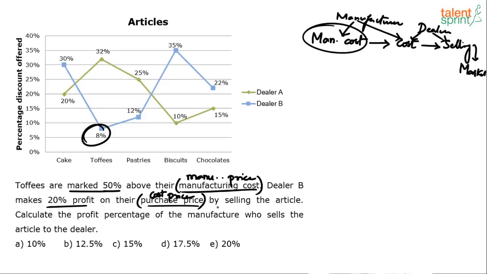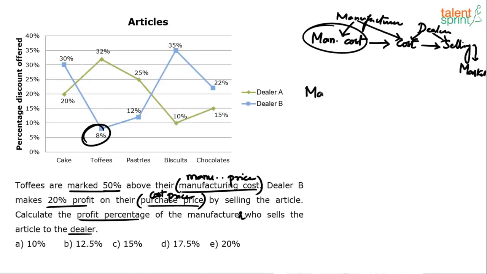These are two different things. By selling the article, calculate the profit percentage of the manufacturer, of the original person who sells the article to the dealer. Okay, so understand. Let's assume the manufacturing cost is 100.